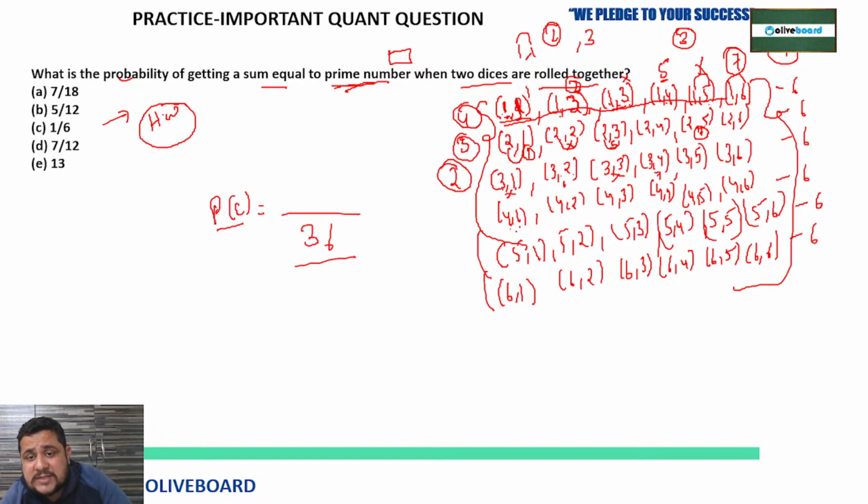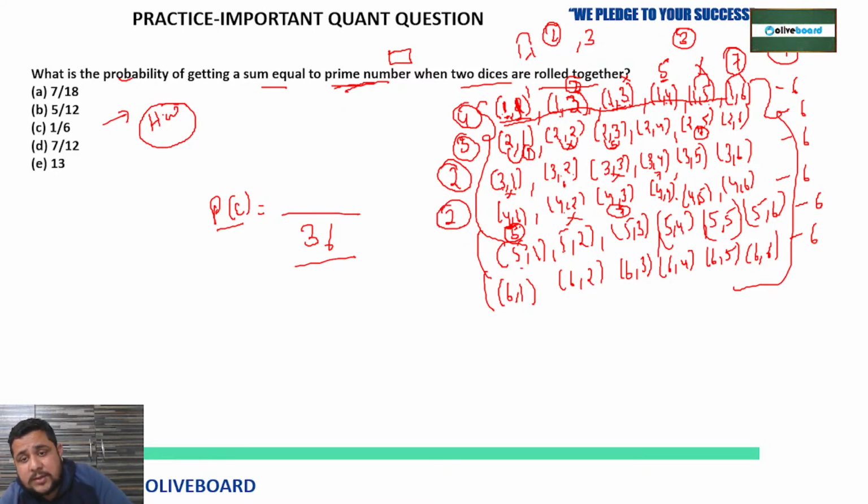Now 4 plus 1 is 5, yes, this is a possible case. This is a prime number combination which we are getting here. Now 4 plus 2, no. 4 plus 3 is 7, yes, this is possible. 4 plus 4, 4 plus 5, 4 plus 6, no. So there are also two combinations where the sum is equal to a prime number.